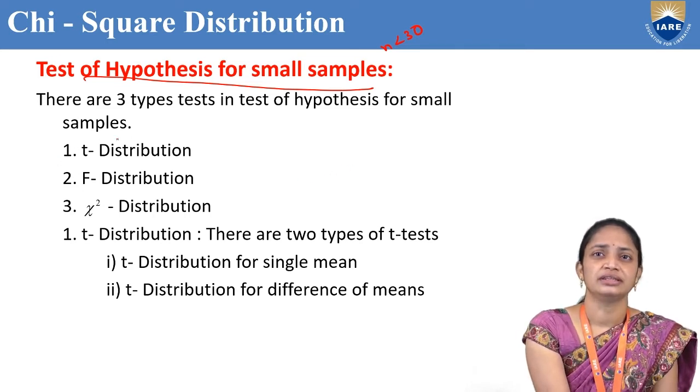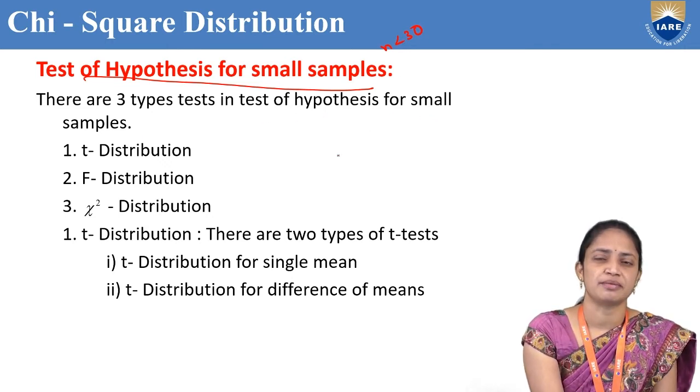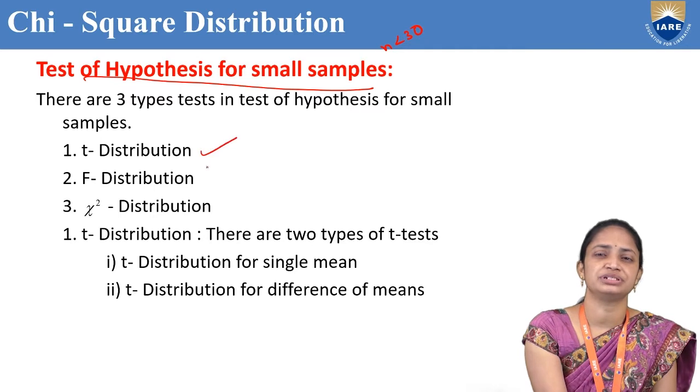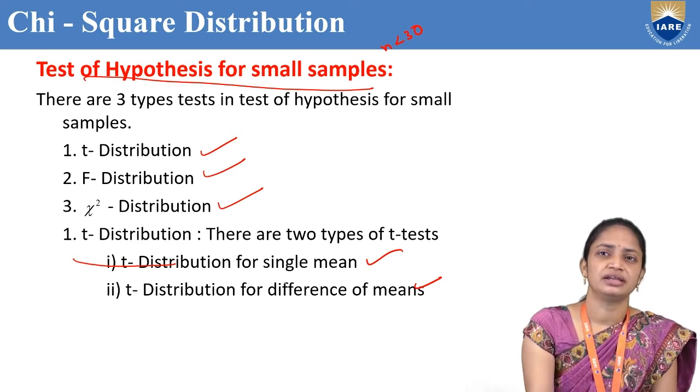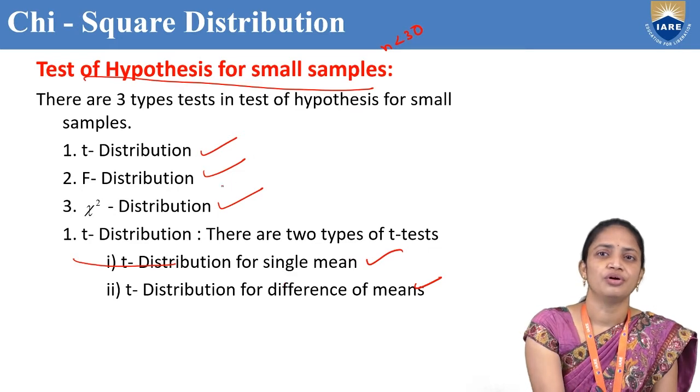There are three types in test of hypothesis for small samples. The first one is the T distribution, the second one is the F distribution, and the third one is the chi-square distribution. In the T distribution, we have two methods: the first is T distribution for single mean, and the second is T distribution for difference of means. Now we will discuss the chi-square distribution.